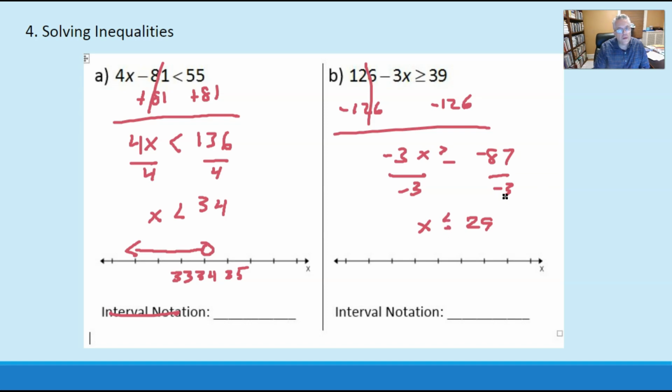It doesn't matter whether what we get is positive or negative. It matters what we did. We multiplied by or divided by a negative 3. So okay, I'm going to be quick about this. I'm going to put 29 here, a solid dot, and this goes to the left. I'll put in a few numbers. Okay, that's the solution, and that's the graph.